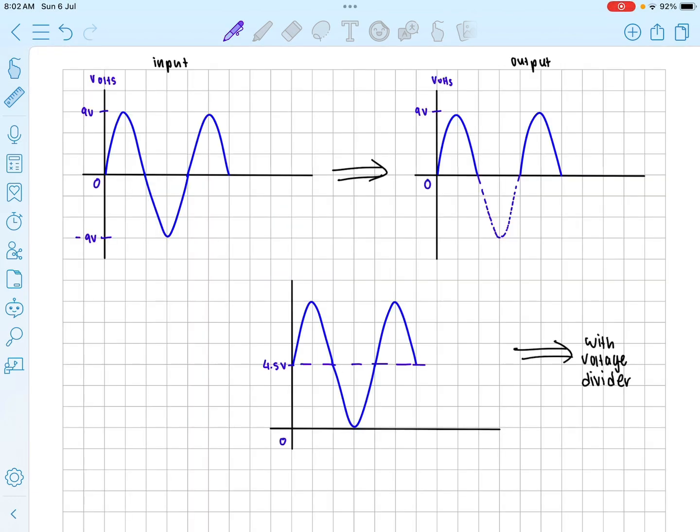The single supply mode will cause the negative side of the waveform to be cut. To prevent this, the level shifter, which is also the voltage divider, will shift the entire waveform upwards so that no waveform will be cut.